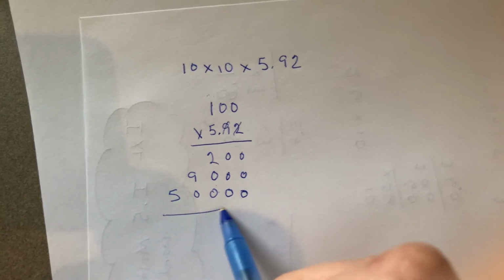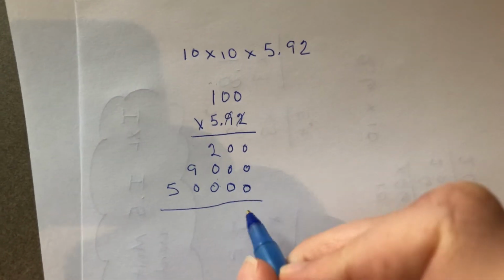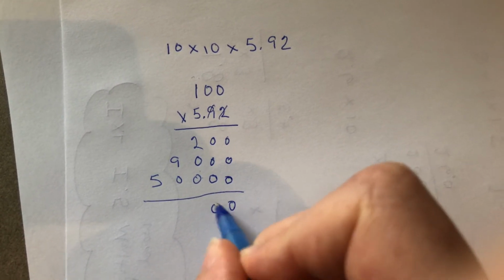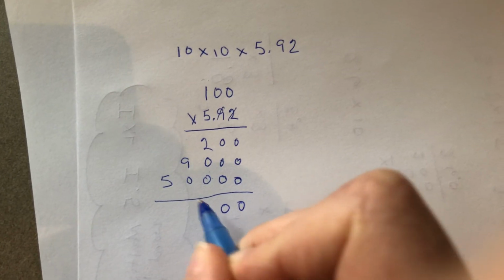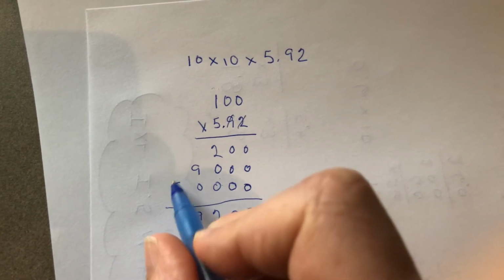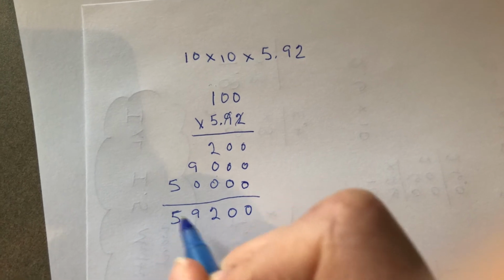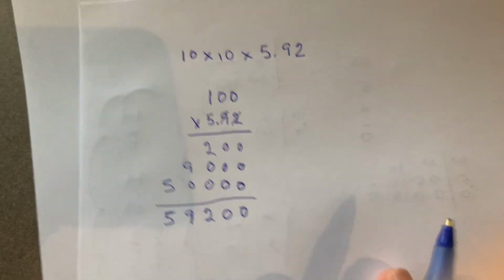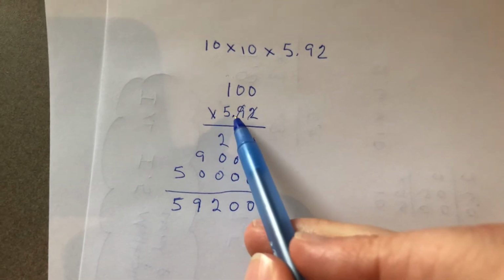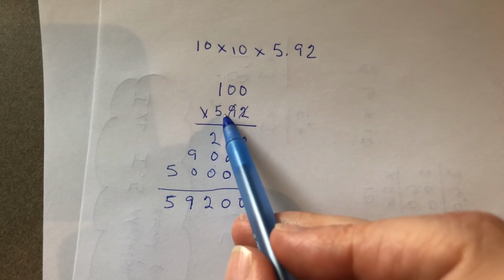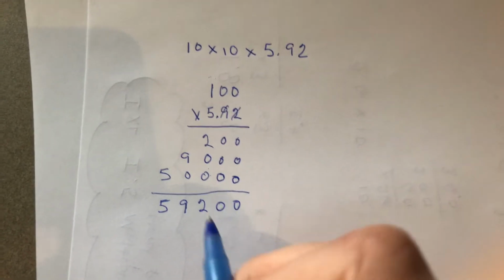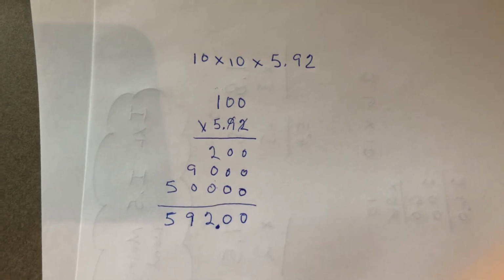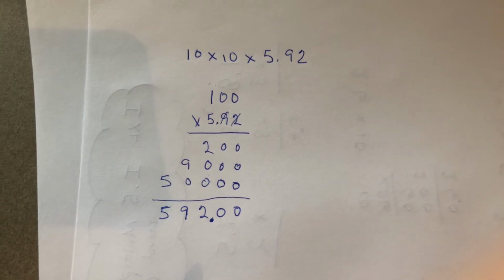Now I can add up my 3 partials. First, ones place is 0, tens place is 0, hundreds place is 2, thousands place is 9, ten-thousands place is 5. We wait to put our decimal point. How many numbers should come to the right of the decimal? 1, 2. So we'll have 2 numbers to the right of the decimal in our answer, 592.